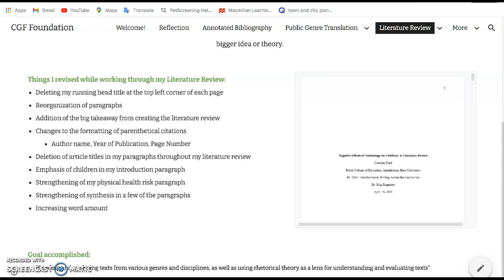Another thing that I had to change and also learned from was the formatting of my parenthetical citations. I learned that the correct formatting is the author's name, the year of publication, and then the page number. And from this, I learned that when there is no page number, you put N.P. And then I learned that when there are three or more authors, you put the first author's name, et al., period. So those were two important aspects that I learned from this assignment that go into the APA documentation style.